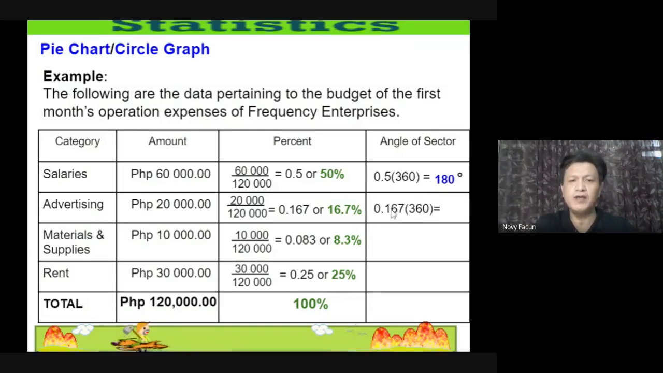And then 0.167 times 360, that is 60 degrees. Ibig sabihin yan yung sukat ng angle nila. And then to find the angle sector of materials and supplies, that is 0.083 times 360, that is 30 degrees. And for the rent, that is 0.25 times 360, that is 90 degrees. Kailangan pag inadd natin lahat yung degree measure dyan ng bawat angle sector, that is 360 yan.